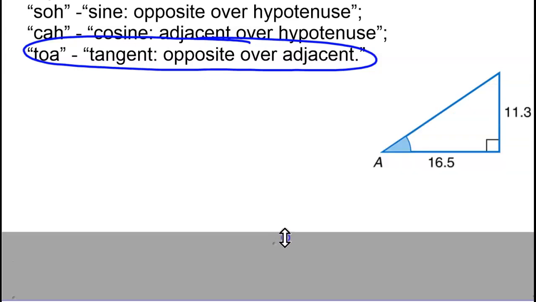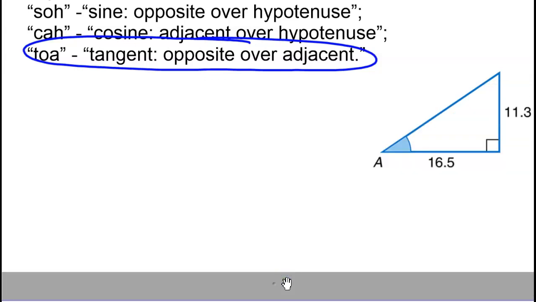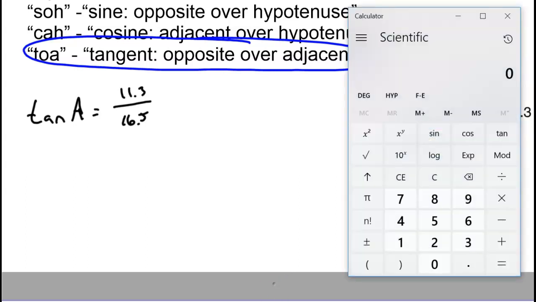And let's go ahead and use that to solve this problem. So we're going to say, all right, tangent A, which we don't know, so it's going to be our variable, is the opposite over the adjacent. So opposite 11.3 over the adjacent 16.5. So now let's follow our rules of math, and the problem says to divide it because it's got that division symbol right there.